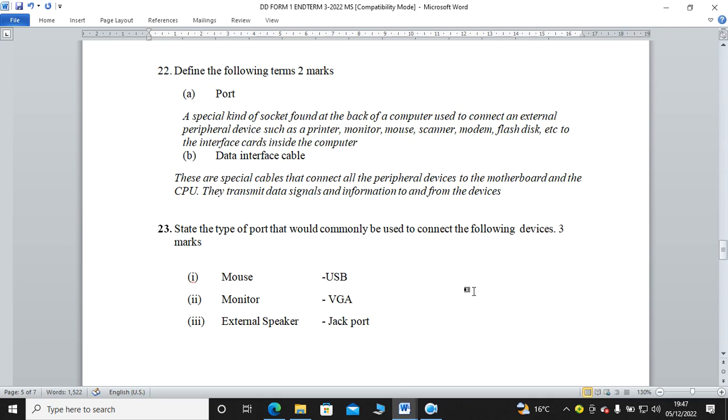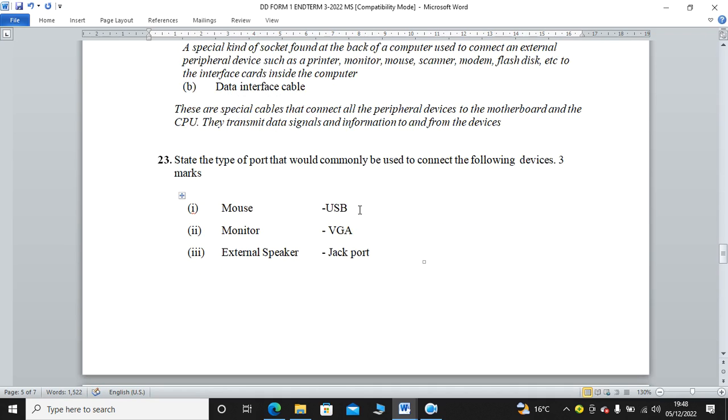They transmit data signal and information to and from the device. I have given a very good example of such. State the type of port that would commonly be used to connect the following devices. We have mouse. Mouse, you can use USB or PS/2, serial or parallel cables. You can connect monitor using a VGA, or you can also use the HDMI.